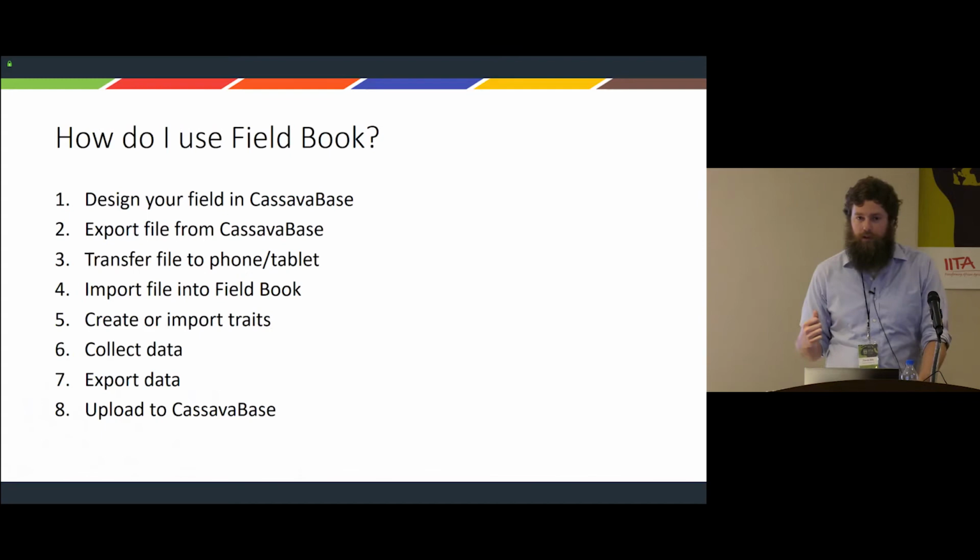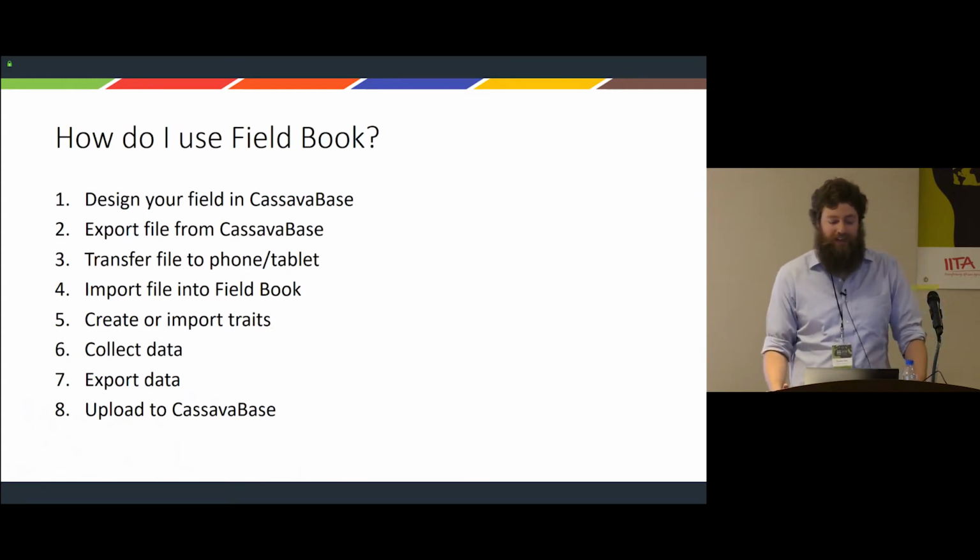So the first step for us is going to be to design our field in Cassava Base, which is what we did. Once we have that field created, we can export that to a file along with the traits that we're going to be collecting. And we'll transfer that file to the phone and tablet. We'll import that file into Fieldbook, create or import traits. In this case, we'll be importing the traits, collect our data, export our data, and upload it to Cassava Base.